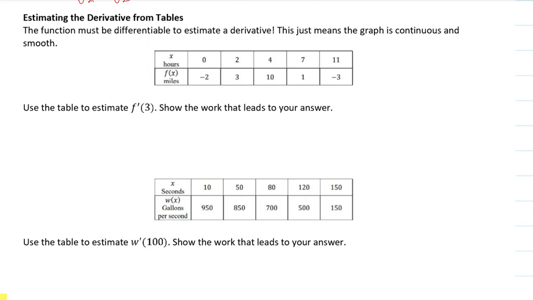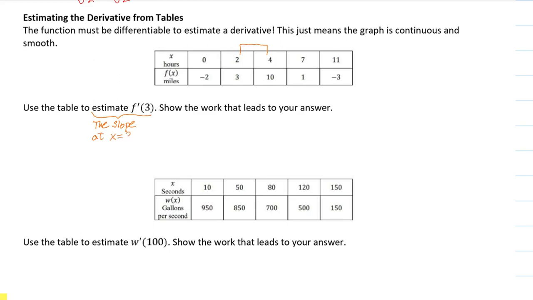Okay, so it says use the table to estimate f prime of 3. Show the work that leads to your answer. So if I go back and look at my table, first of all, I realize in the table there's no 3 up there, but there is a 2 and a 4. And if I have a table and that's all I have, then I can't even choose a number really close to 3 to use. So I have to use 4 and 2. So when it says estimate f prime of 3 in a table, that means the slope at x equals 3.